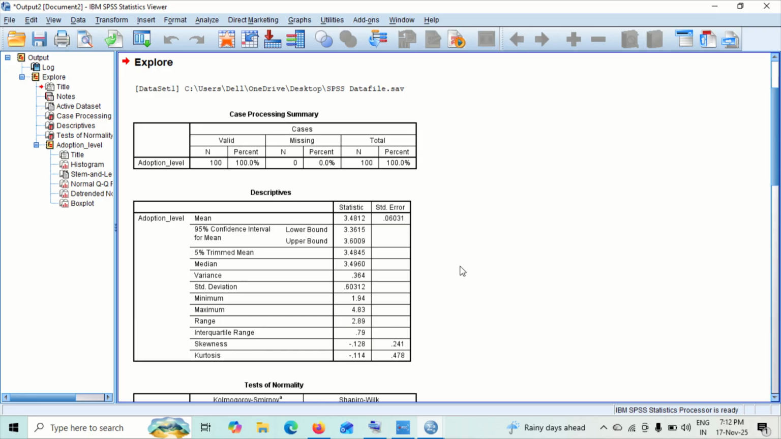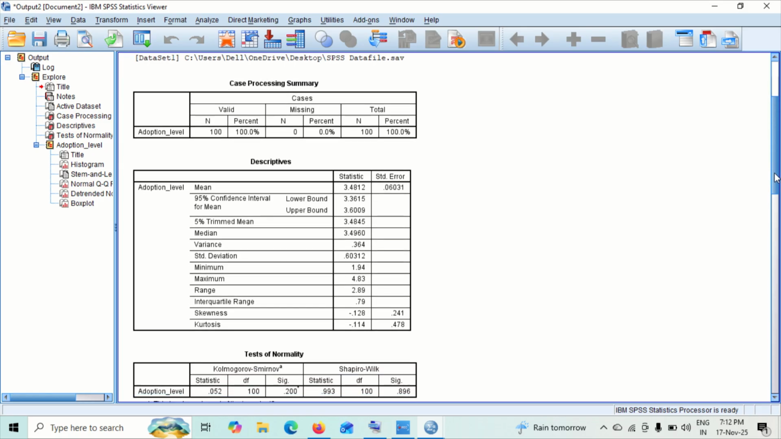And the second table is about the descriptives of adoption level. The mean is 3.48 and median 3.49, variance 0.364, standard deviation 0.603, minimum value 1.94, maximum value 4.83, range 2.89, interquartile range 0.79, and the skewness value and kurtosis value, and the standard error of skewness and kurtosis value.